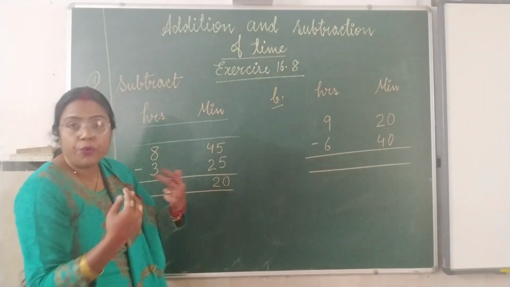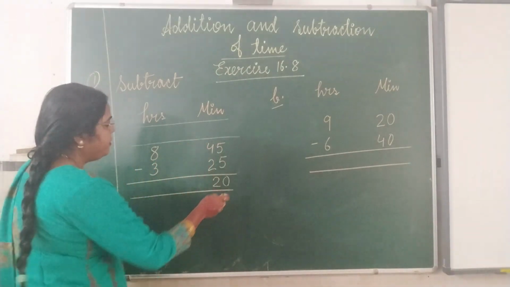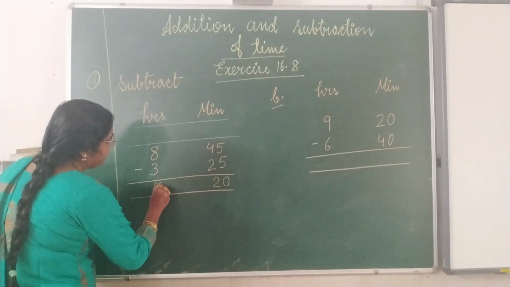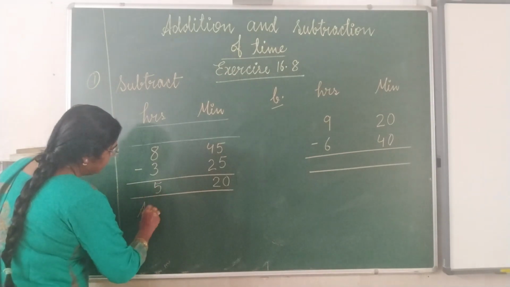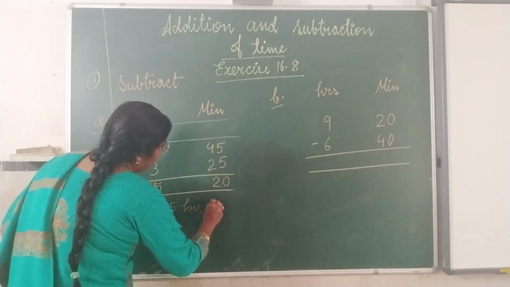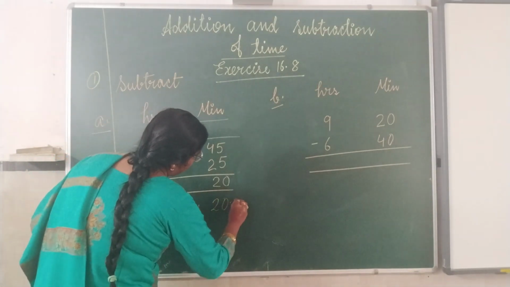We don't have to borrow anything. We don't have to do anything, just simple subtraction. Now 8 minus 3 is 5. We will write down the answer: 5 hours, 20 minutes.